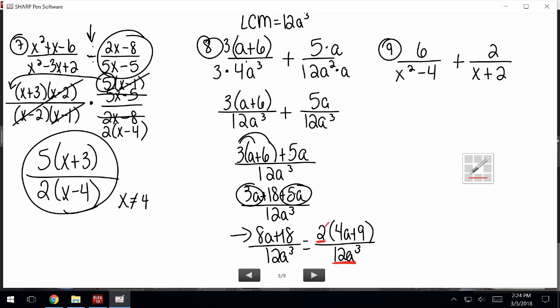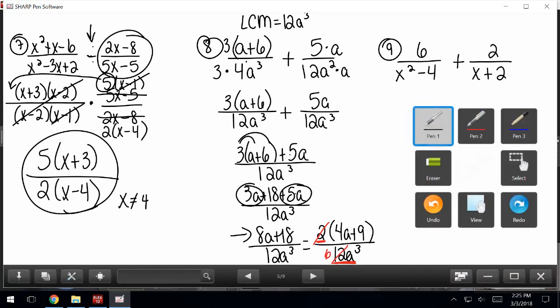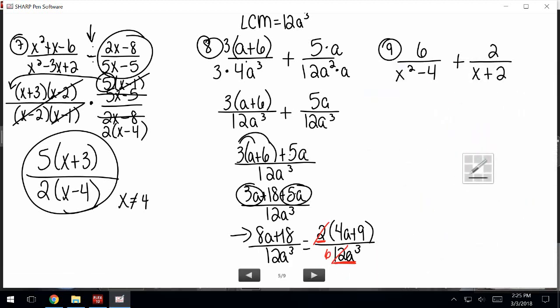So now you can cancel the 2 and the 12 and make the 12 a 6. So your answer would be 4a plus 9 over, let me write this where you can probably see it. Sorry. 4a plus 9 over 6a cubed. And you cannot cancel the a's because you have a binomial on the top and you have a monomial on the bottom. You cannot cancel monomials and binomials together.